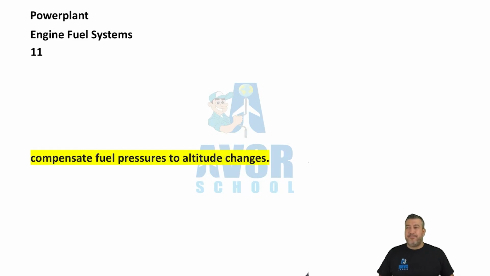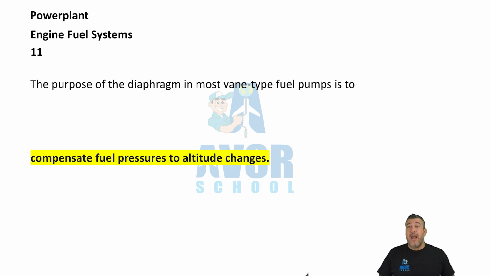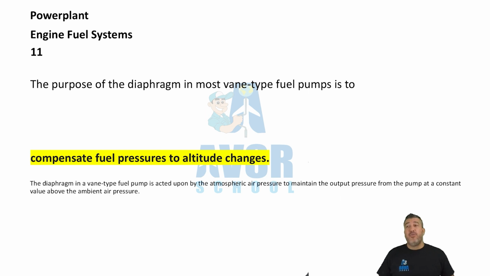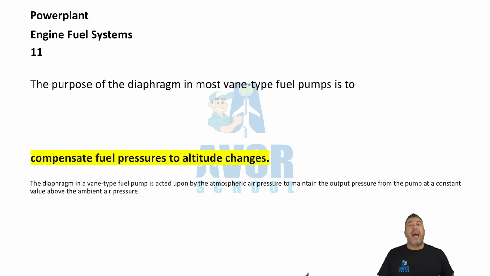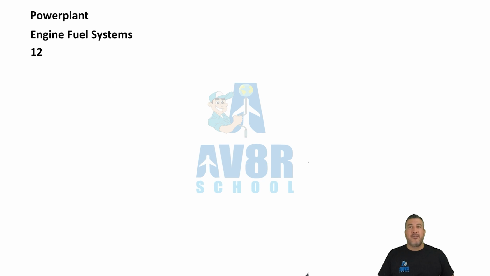Number 11, compensate fuel pressure to altitude changes. So the purpose of the diaphragm in most vane type fuel pumps is to compensate the fuel pressures to altitude changes.